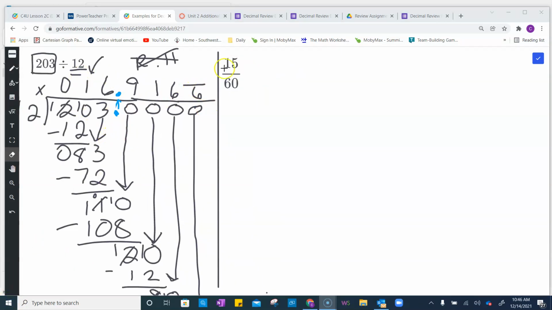All right, our next one is 15 divided by 60. Now when you see this, a lot of students have trouble with this one because they always want to put the bigger number in the house, and that's not how it works. This is a proper fraction, which means the top number is smaller than the bottom number. Remember, the fraction bar is division, so 15 divided by 60 is going to be a number that is smaller than 1.